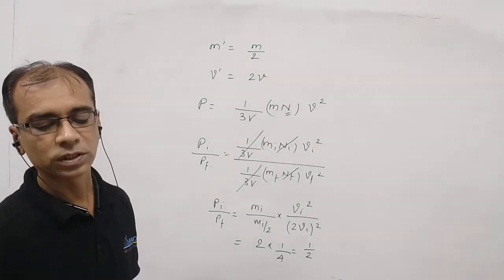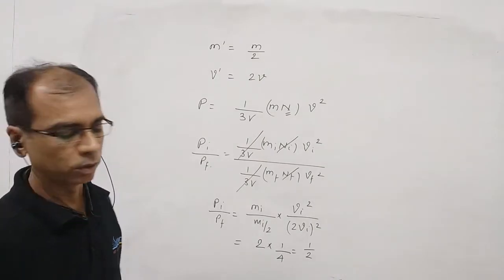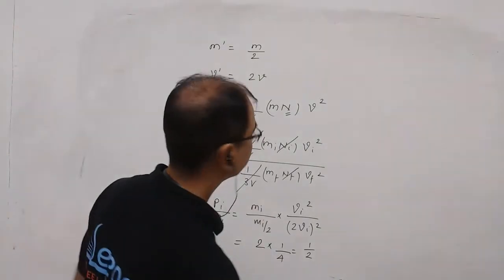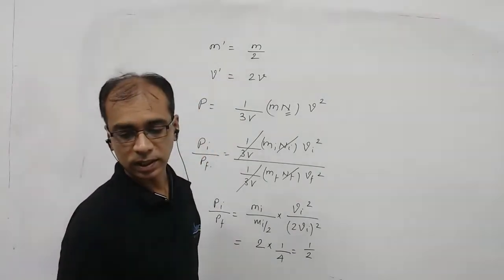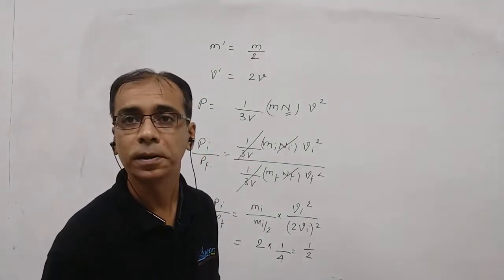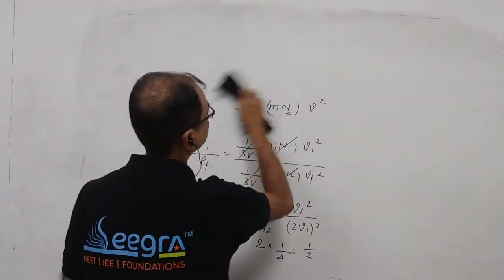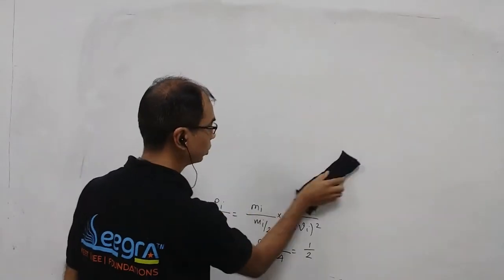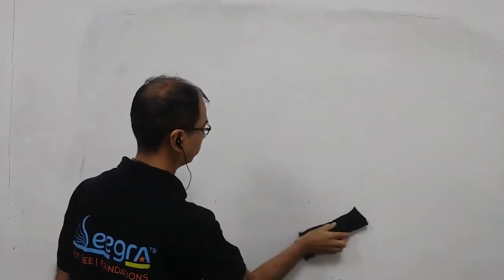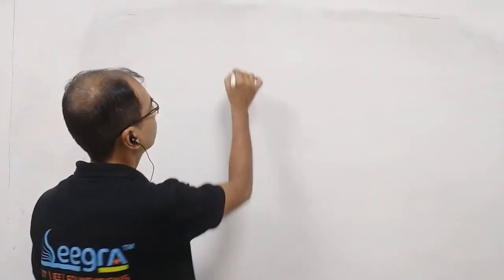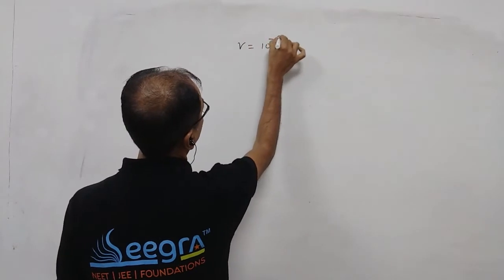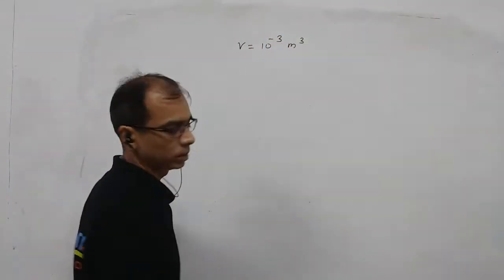Right? Let's go for the second question then. The second question says oxygen is filled in a closed metal jar. You note the question, I'm not writing it on the board. Oxygen is filled in a closed metal jar of volume 10 to the power minus 3 meter cube. So the metal jar's volume is 10 to the power minus 3 meter cube.